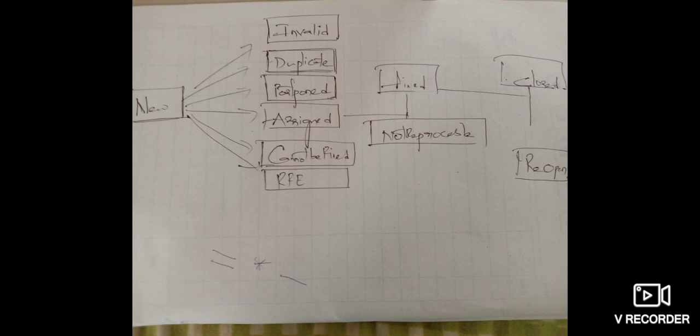So if it is required, then it has to be fixed by the developer. If it is not required, then its status will be changed from new to request for enhancement. If that enhancement is supported by the business analyst, then its status will be changed from new to assigned. If it is not, as it is not a defect, then its status will be changed from new to request for enhancement.